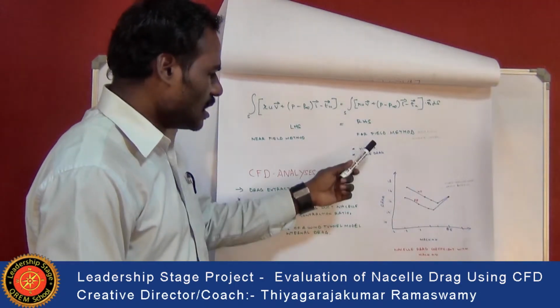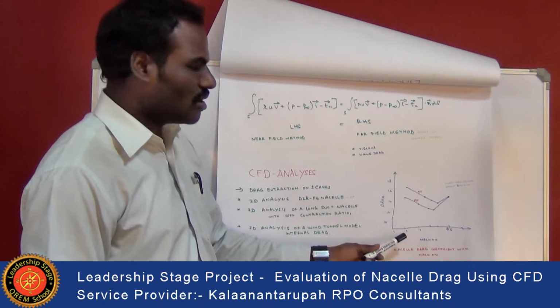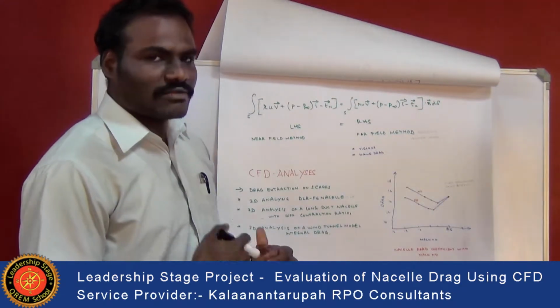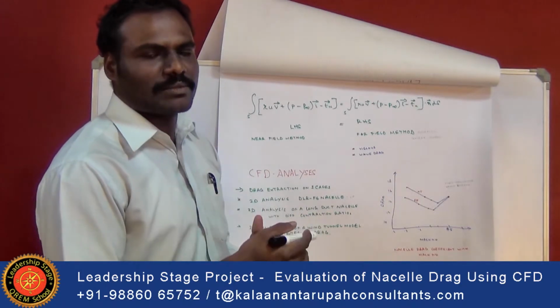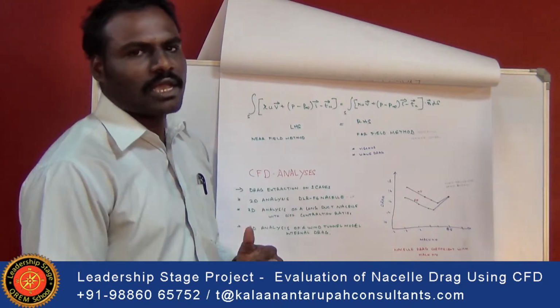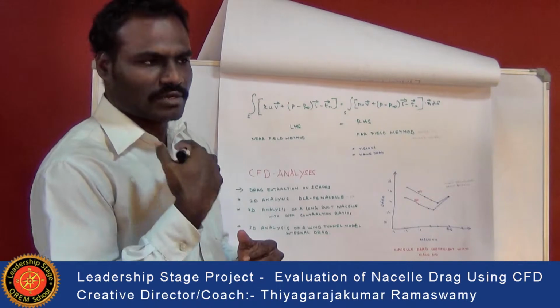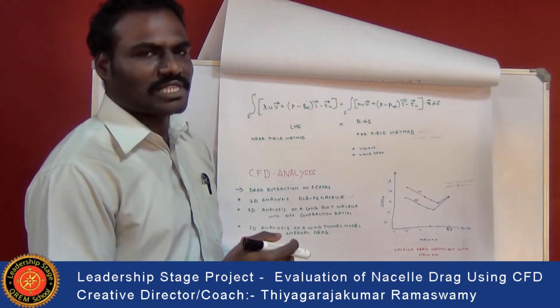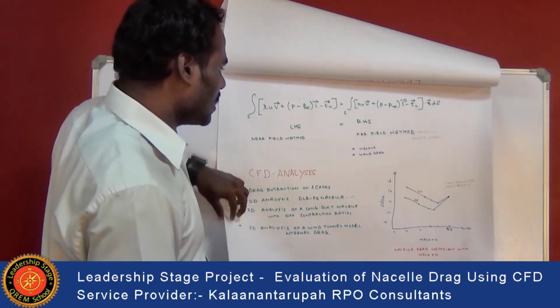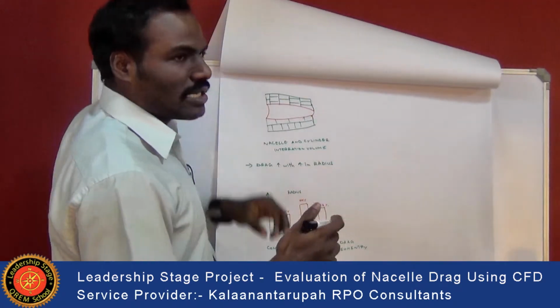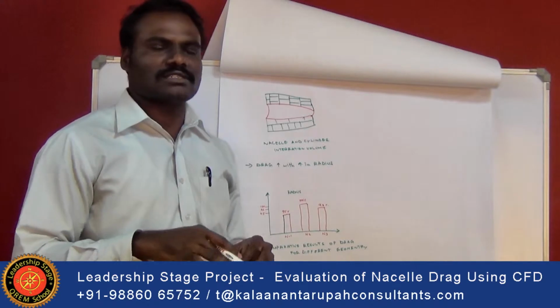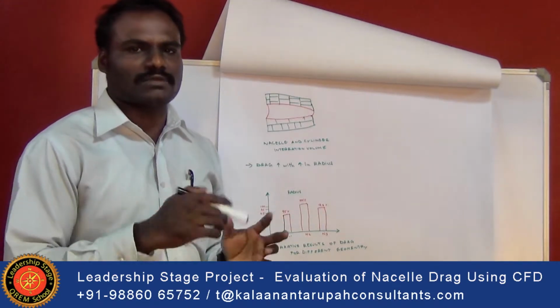With respect to the Mach number and the drag coefficient, the drag from the far field as well as the near field method explains better how the drag changes with a change in Mach number, that is, with speed. Then another experiment is conducted with respect to the pressure acting on the outer surface of the nacelle.